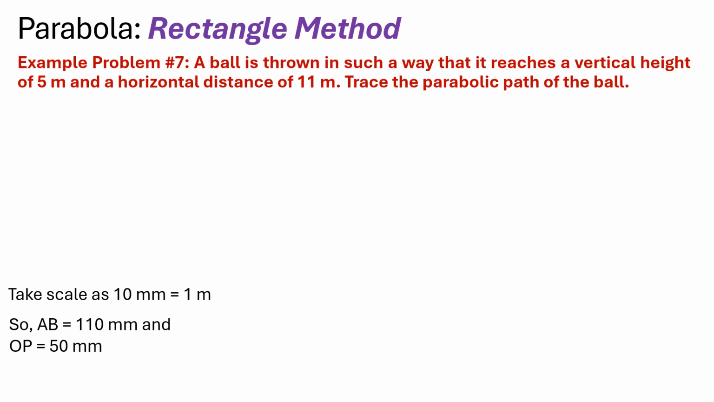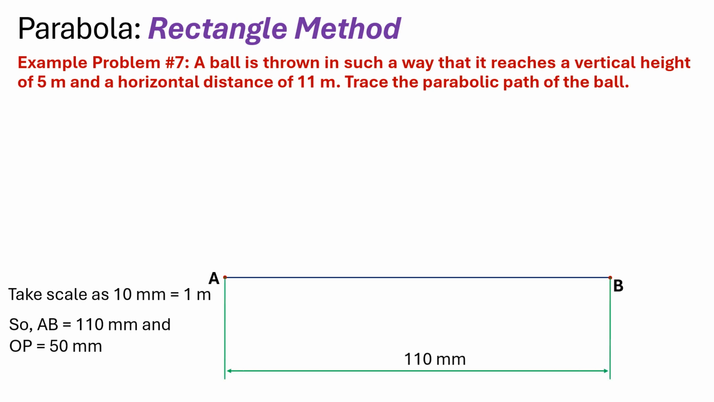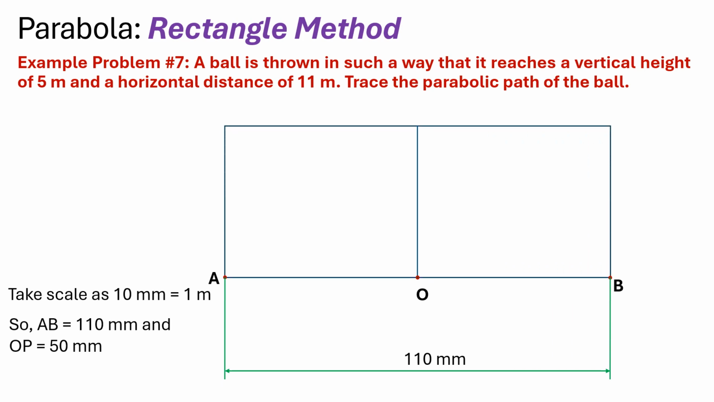So for this one, the first thing is to draw the line AB, which is 110 millimeters long. And then in this one, we locate the center. And from this center, we draw a perpendicular, which is 50 millimeters high. So this is the perpendicular. And then we complete this rectangle. So this is our rectangle. And the height of this rectangle is 50 millimeters. And these are the points A, B, C, D, O and P.